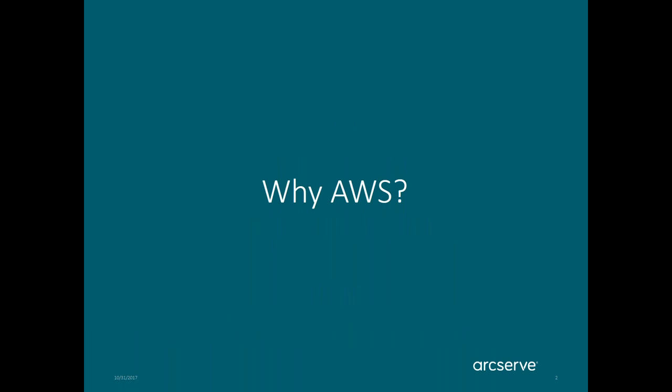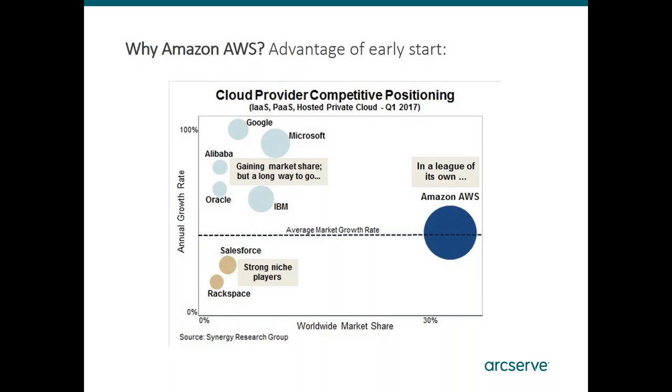We need to answer a couple questions to understand why AWS, why Arcserve, and why replication. So why AWS? Obviously, we all know by now that AWS takes around 30% of market share. Advantage of early start, meaning that Amazon started doing it more than one decade ago. And all other competitors on the left-hand side of this diagram are catching up, but obviously Amazon has spent a tremendous amount of time before all others realized the significance of this type of services.